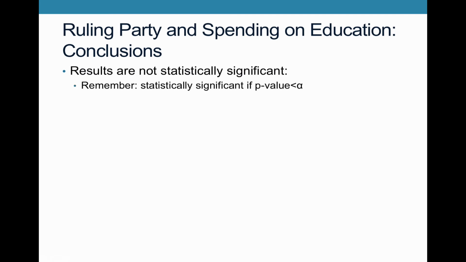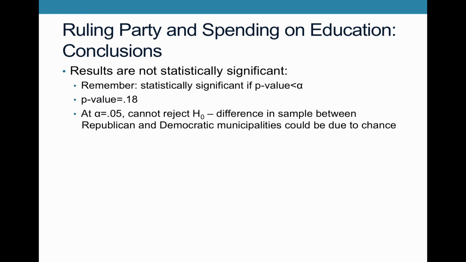Remember, statistical significance means that your p-value is less than your alpha, your significance level. And our significance level was 0.05. So I'm just making this up here. Let's say the p-value is 0.18. Remember, you don't have to actually calculate this. Your statistical software will calculate it. But you need to draw the conclusions of what to say when you have a p-value of 0.18. So that means that at a significance level of 0.05, we can't reject the null hypothesis.